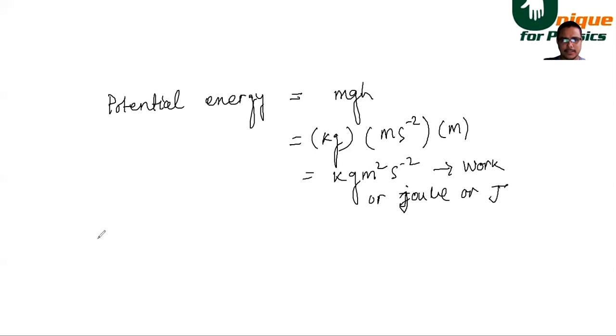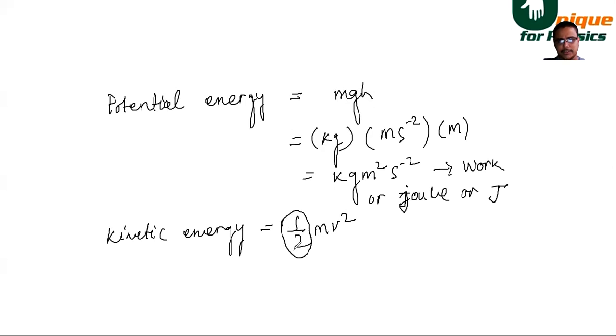In the same way, consider the formula for kinetic energy of an object. Kinetic energy is the energy possessed by the body by virtue of its motion. It gives you half m v square, where m is the mass and v is the velocity. Half is not considered to have any unit, it is a numeric figure. So we can write mass as kg and velocity square, that is meter per second, squared.